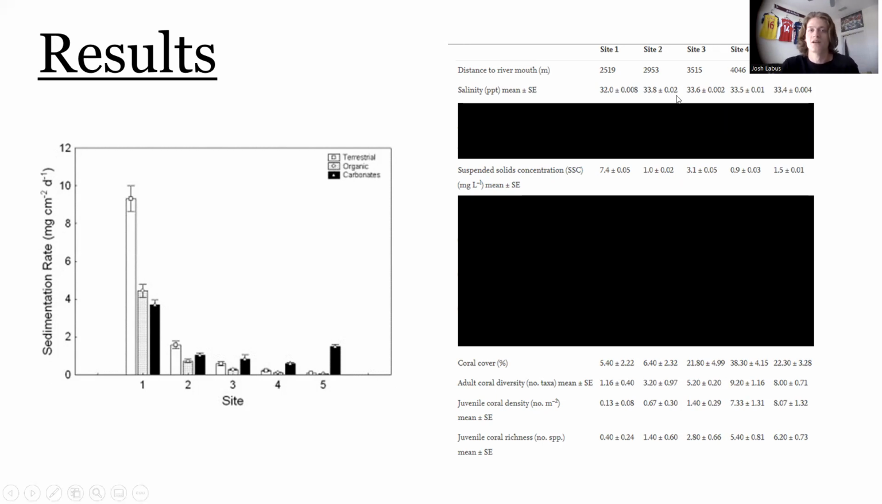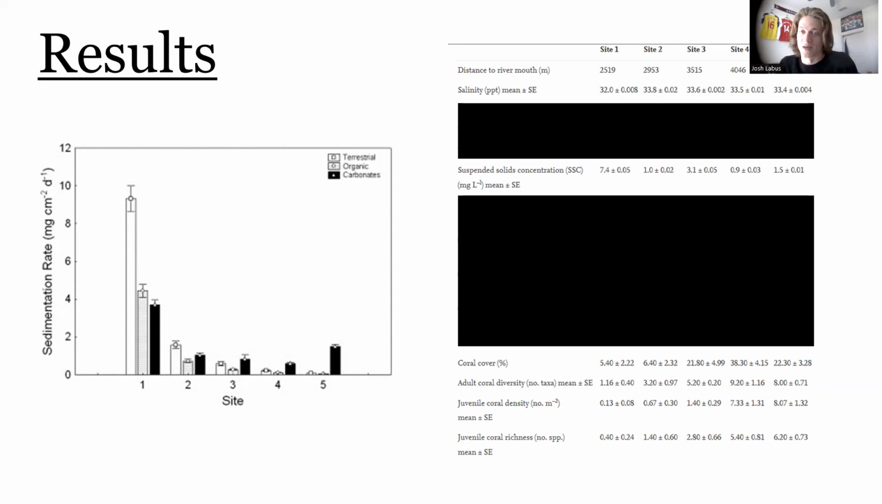And then going over to the graph on the right-hand side, I've blocked out a few things just to make sure that it wasn't too confusing, and left the most important aspects to look at. But essentially what this graph is showing you on the right-hand side is this gradient. The top row is going to be distance to the river mouth. Obviously, it's going to increase from site 1 to site 5, further and further away from the river mouth. And then salinity levels are going to slowly increase as it gets further away from this freshwater source, which is the second row.